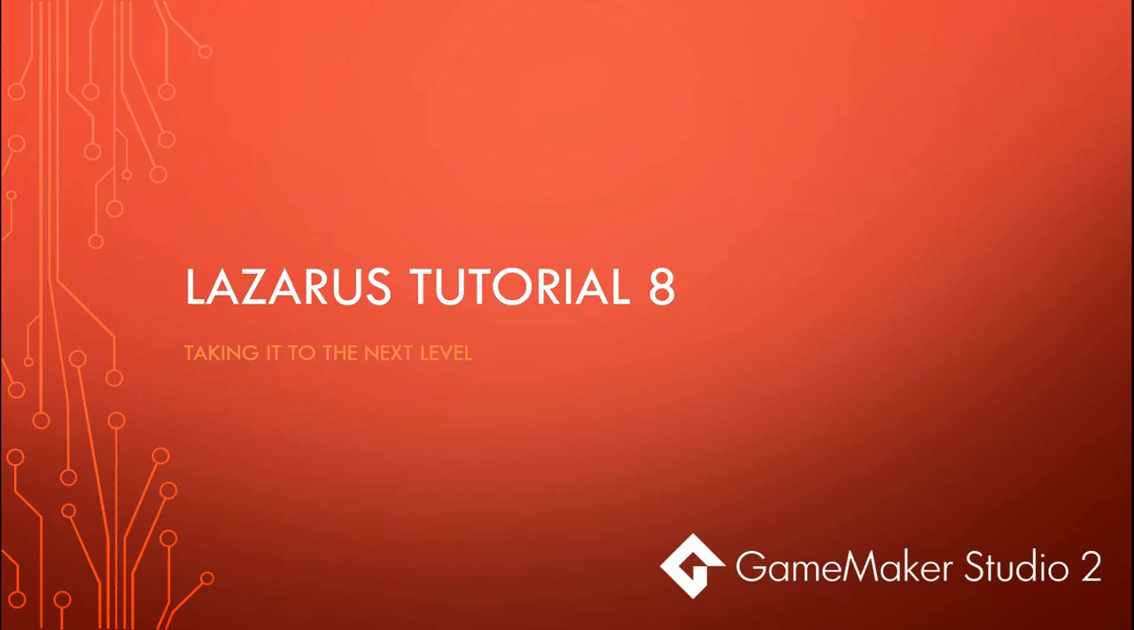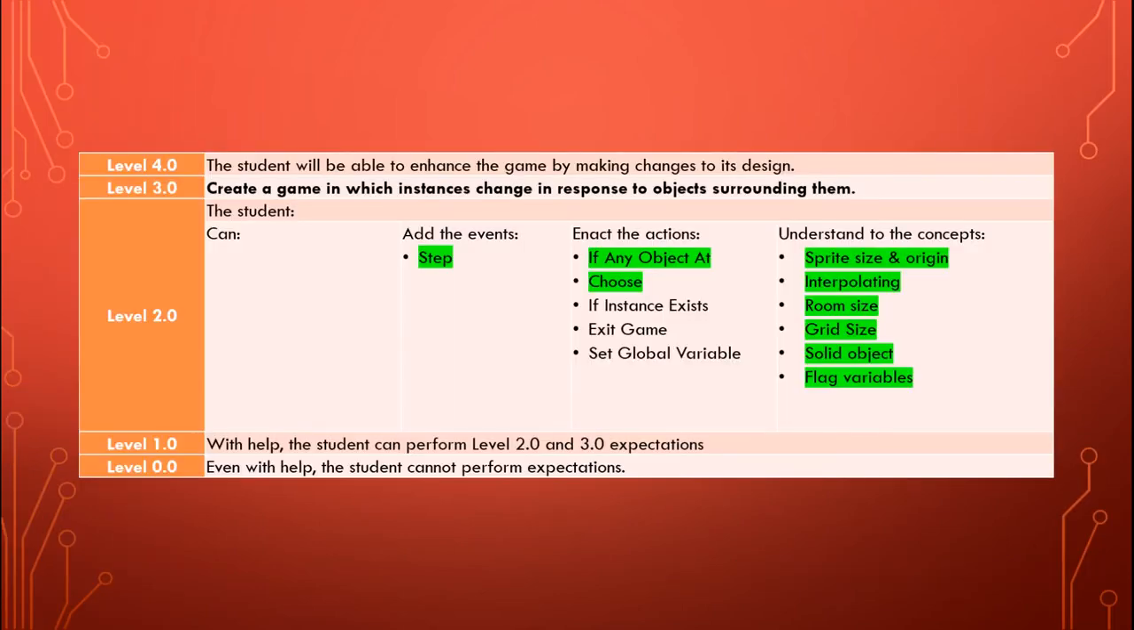Welcome to video 8 of the Lazarus tutorial series. We are learning how to make a game in GameMaker Studio 2. So far we're working towards creating a game which uses a change in response to objects surrounding them, and we've learnt the following skills so far in our video series.